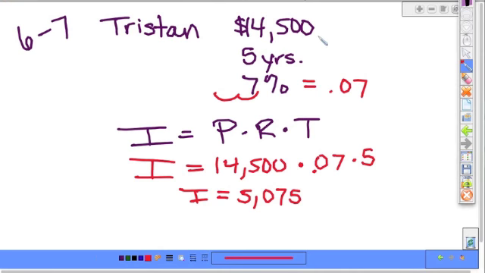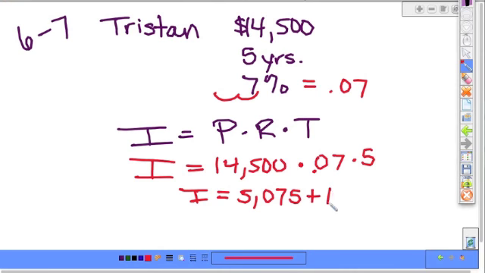Look at the original amount. Obviously, he's going to have to pay back more. He borrowed $14,500. This is just the interest. This is how much the bank is charging him. It's kind of like a fee. So the bank will give you money, but you got to pay them back the original amount plus their fee amount, which is their interest.